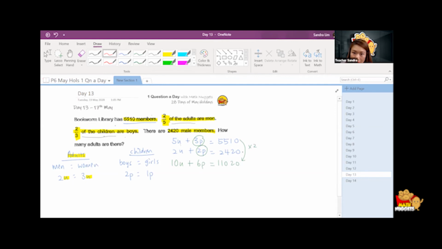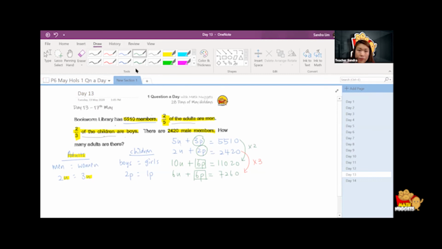Then the next one, the second equation, I'm going to have that multiplied by 3. And it becomes 6 units plus 6 parts equals 2400 times 3. I get 7,260. Okay. Next, now you see you have 6 parts and 6 parts the same already. Okay, so now once we make the parts the same, we can get rid of them. In this case, how do we get rid of them?